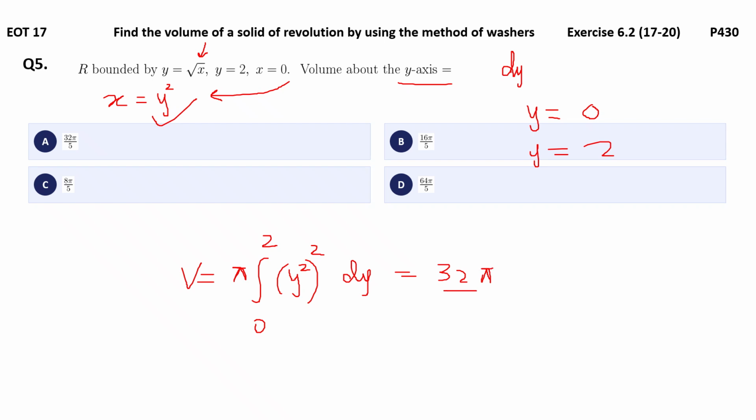Please, my dear girls, you are supposed to practice entering in the calculator. The bracket is very, very important. Only then will you arrive at the right option.